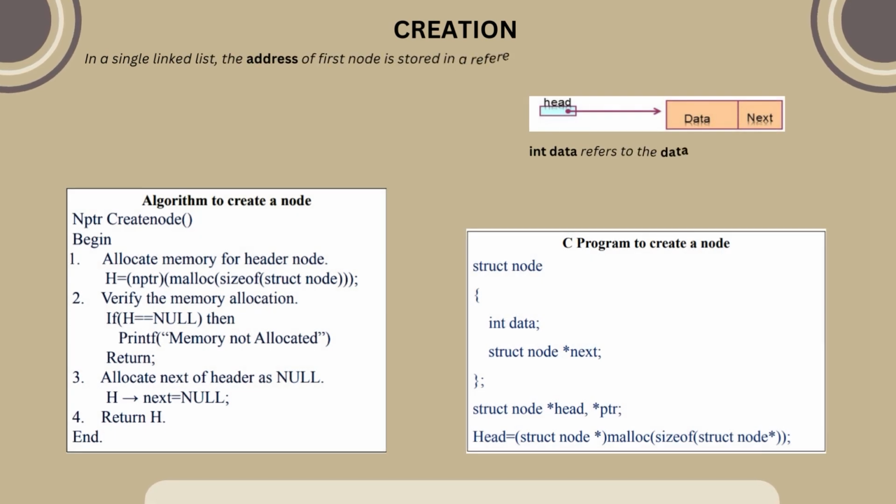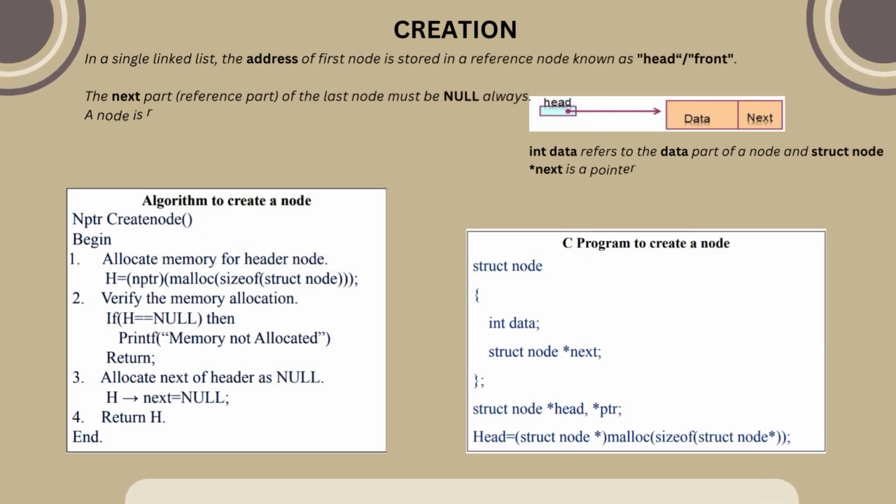For creating a linked list, first of all we have to create a node of the linked list. So, let us discuss the algorithm related to creation of a node. First of all, allocate memory to the header node using the malloc function. Then verify the memory location. If the header node is null, indicating that no memory is allocated, return the value. In step 3, we allocate next of the header as null, indicating it is the only element of that linked list, and the node has been created. Return h from the function.